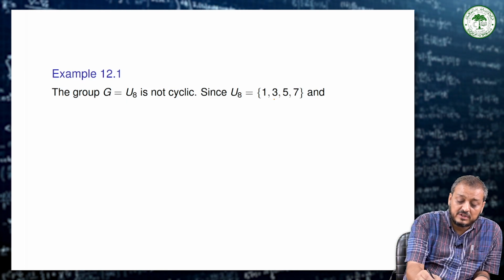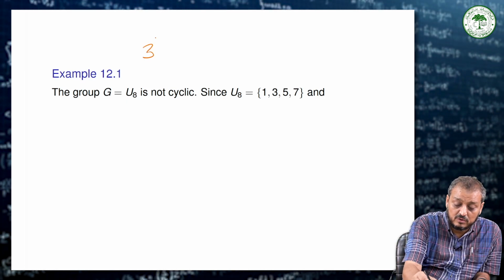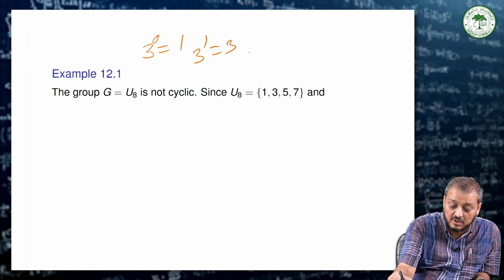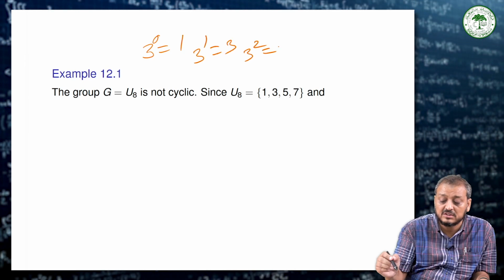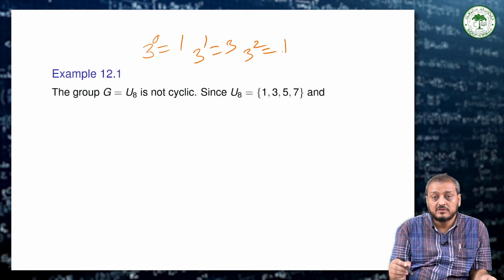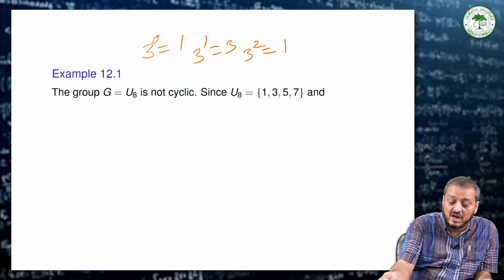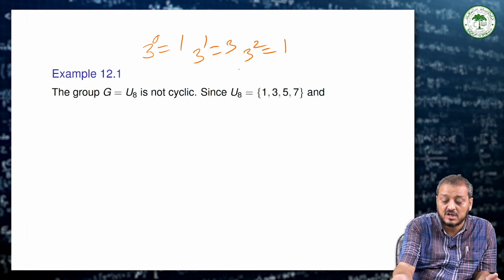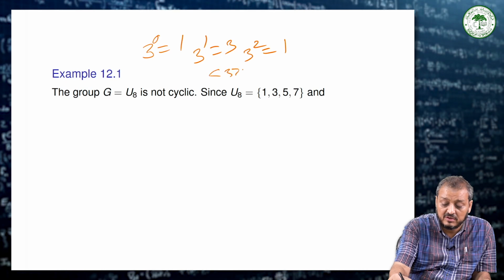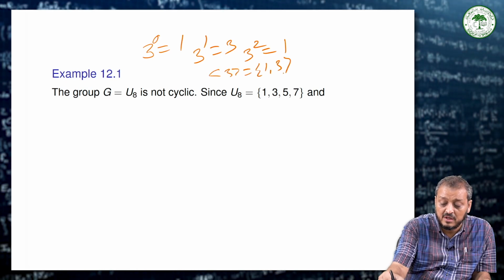If we try 3: 3 to the power 0 is equal to 1, 3 to the power 1 is equal to 3, then 3 squared is again 1. So this means a repetition starts. So the subgroup generated by 3 is only {1, 3}.